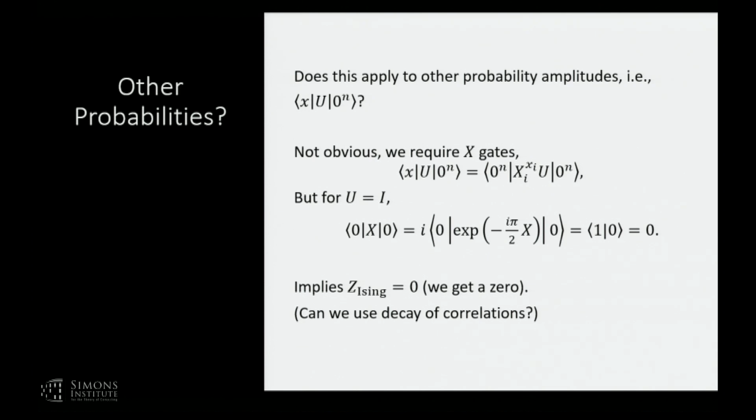But maybe we could use decay of correlations to get around this and maybe have some argument which works regardless of what the field is. So I guess you could just say, even if we just had a completely separable system of several qubits and apply X gates on them, there's no correlations, but somehow this algorithm won't work.